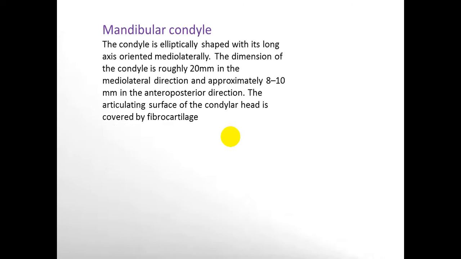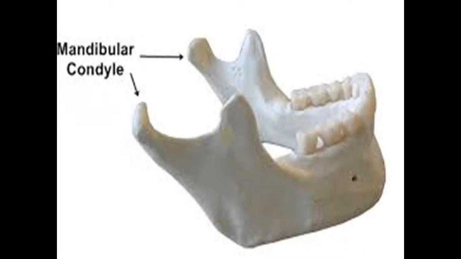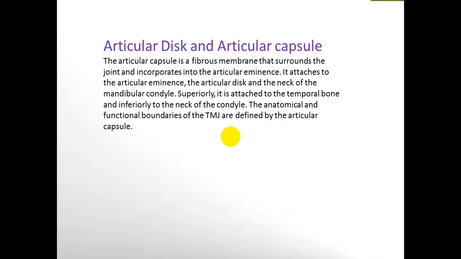The mandibular condyle is elliptically shaped with its long axis oriented mediolaterally, and the dimension is roughly 20 millimeters in the mediolateral direction and approximately 8 to 10 millimeters in the anterior-posterior direction. Here we see the mandibular condyle, the articular disc and articular capsule. The articular capsule is a fibrous membrane that surrounds the joint. It is attached to the articular eminence, articular disc and the neck of the mandibular condyle.